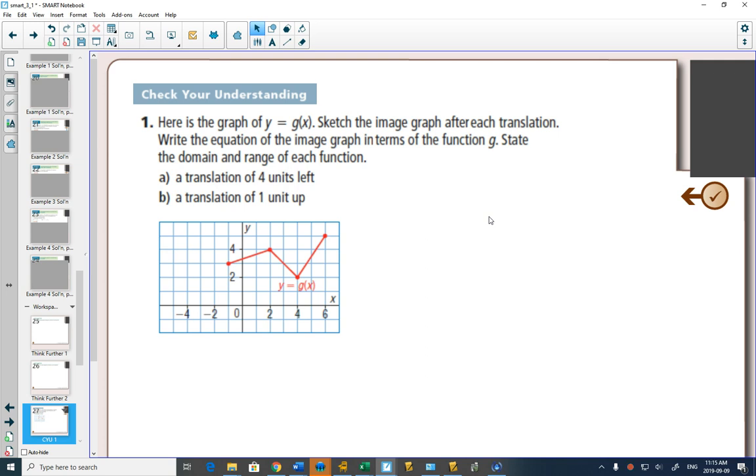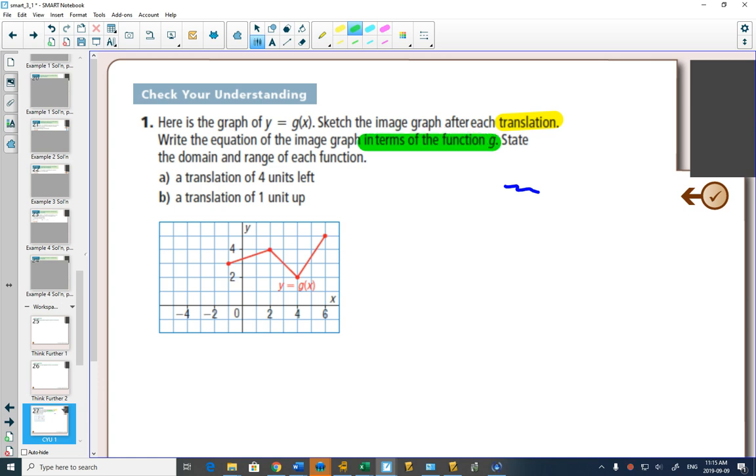So if you like highlighting new definitions or new math words, or hoping your pen works, looks like my pen is not working. Imagine I took out a highlighter, and imagine I highlighted translation. Write the equation of the image graph in terms of the function f, function g. There's my highlighter. Okay, so I wanted to highlight this. I also wanted to highlight this.